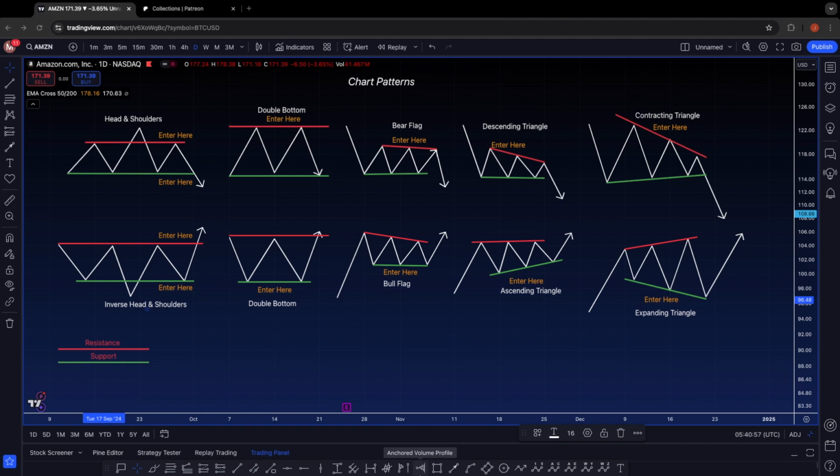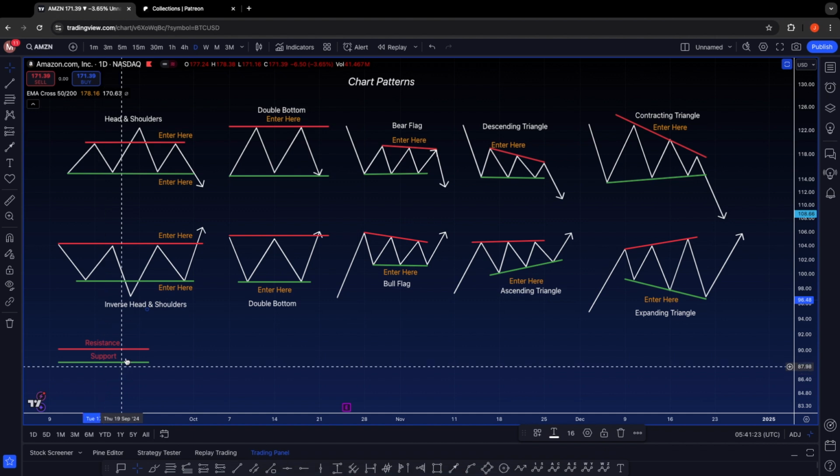Anyway, some of these patterns are going to be more common than others, and you guys just have to be ready for when you see them. Let's start off with the two most common ones, the head and shoulders and the inverse head and shoulders. The one thing that is also common between all of these patterns that we see here today is we trade within support and resistance lines. The red lines, as you guys can see in my little legend, are going to be resistance, and the support lines are going to be green.